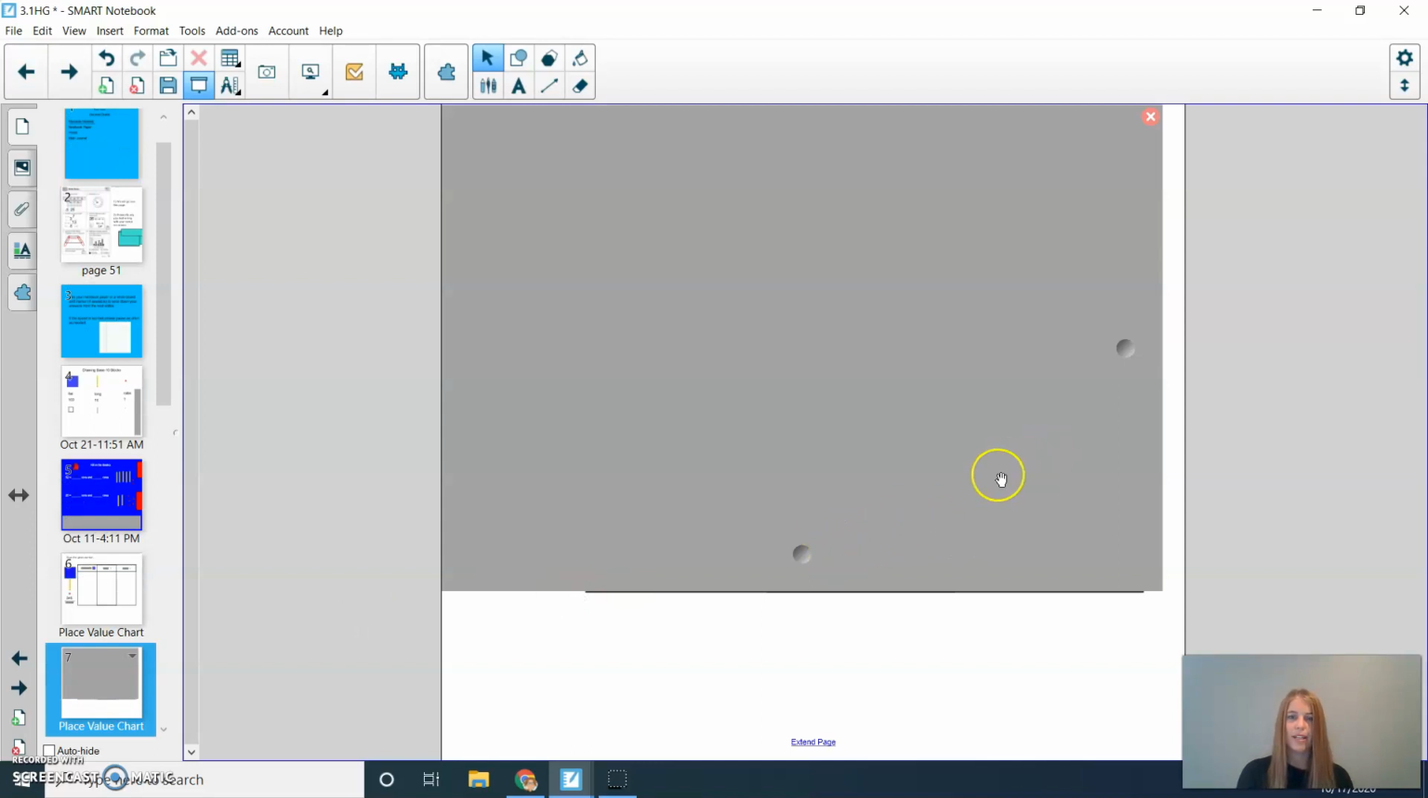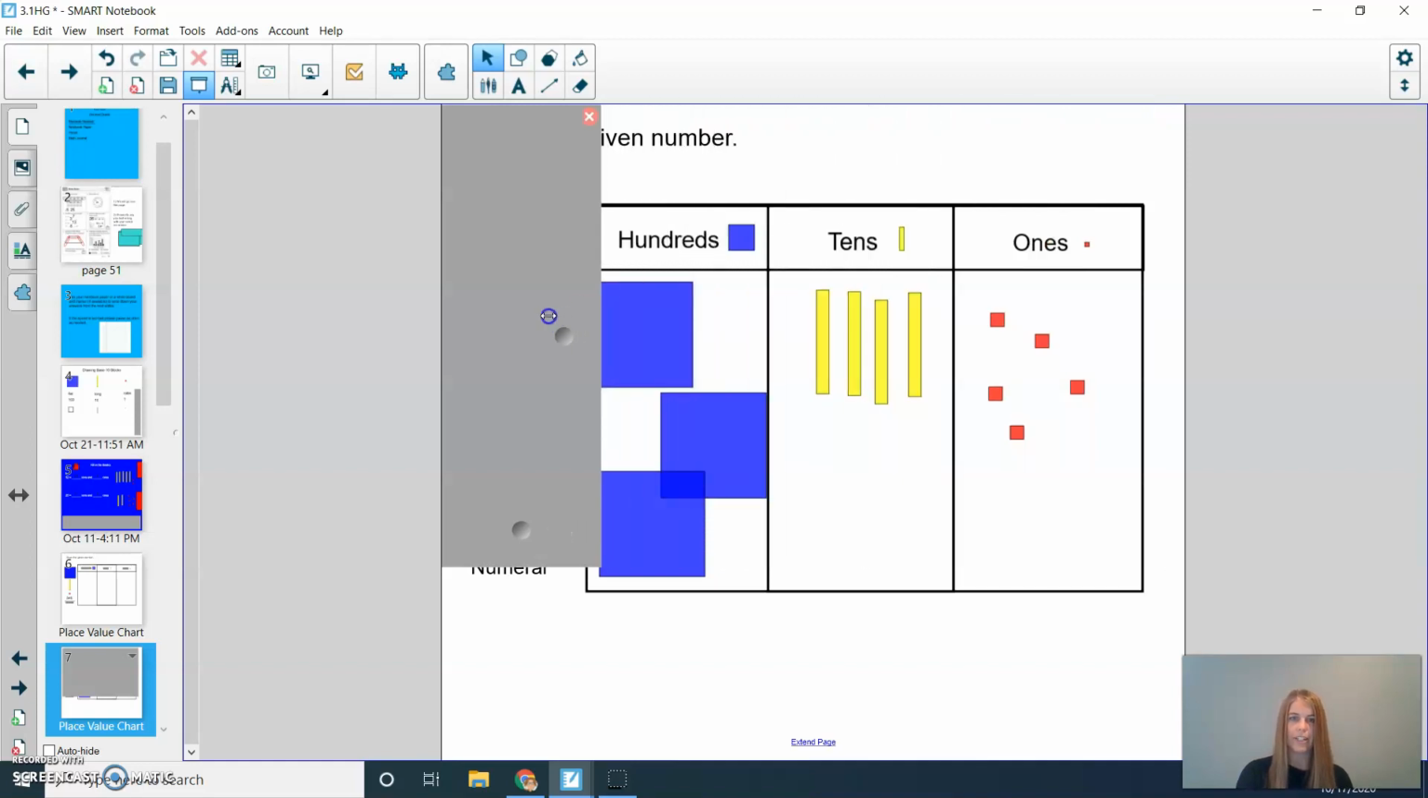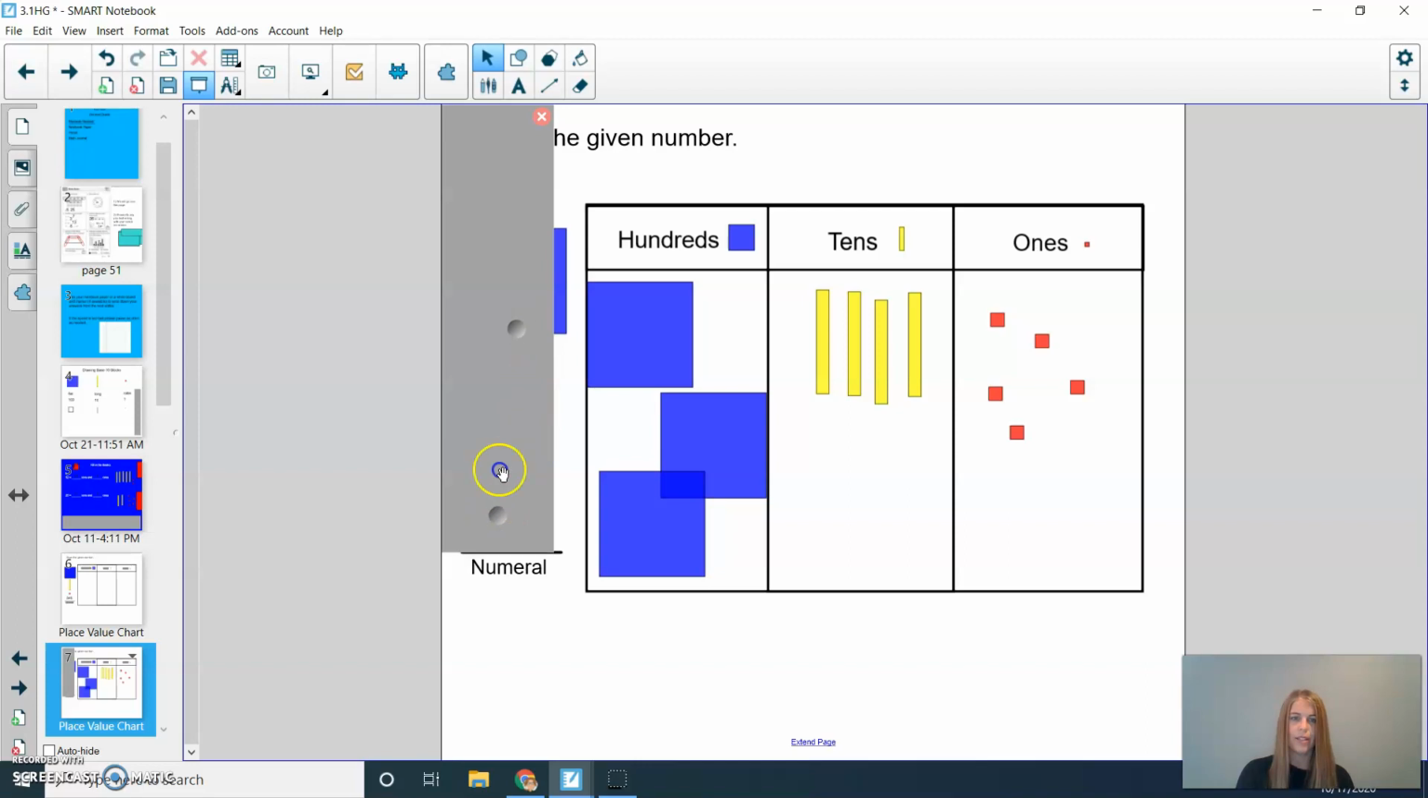So with the number 345, I'm going to open this up and then I'll talk about what I have for each of them. I'm going to start with my hundreds. So I have 1, 2, 3 in my hundreds. I have 4 longs showing 40, and I have 5 ones, 345. Let's try one more like this.